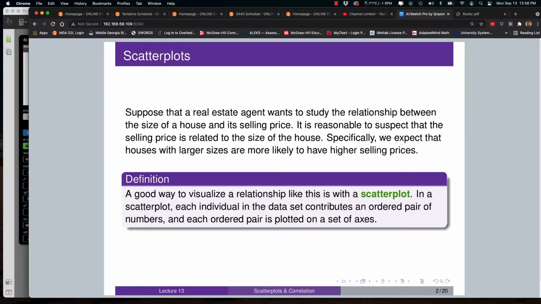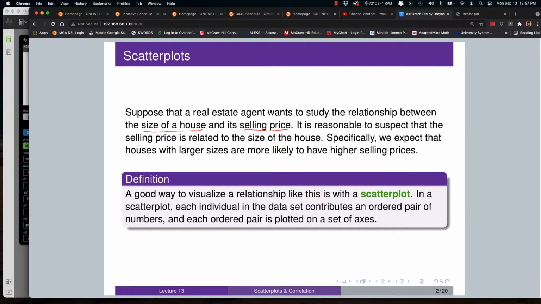Okay, so let's talk about scatterplots first. Suppose that we have a real estate agent that wants to study the relationship between the size of a house and its selling price. Those would be the two variables we would be interested in. It is reasonable to suspect, and we would suspect this in general, that the selling price is related to the size of the house, right? Because the bigger the house, the more it costs.